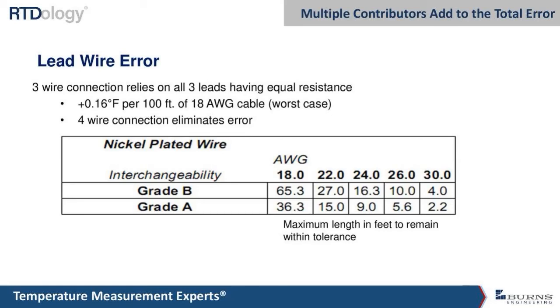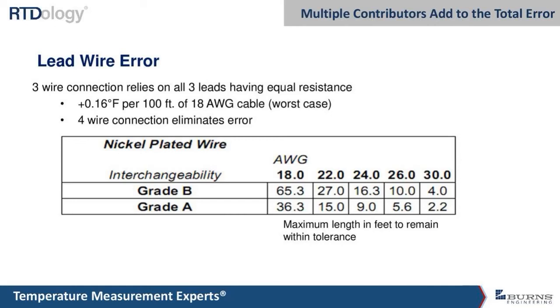So with the tolerances and everything on wires, we end up with this table. For example, if we look at an 18 gauge cable, and we have a sensor with a grade A interchangeability, you can run that roughly 36 feet without it knocking that sensor out of its tolerance band. And these are just some conservative length numbers.